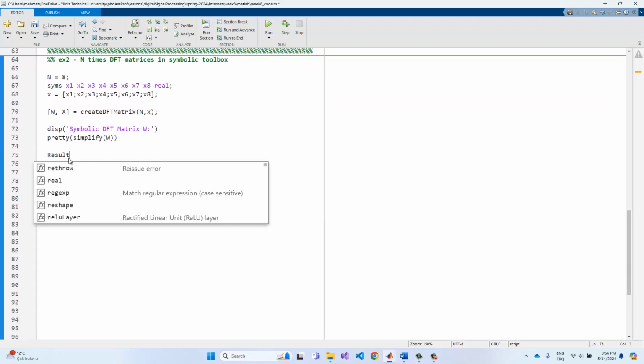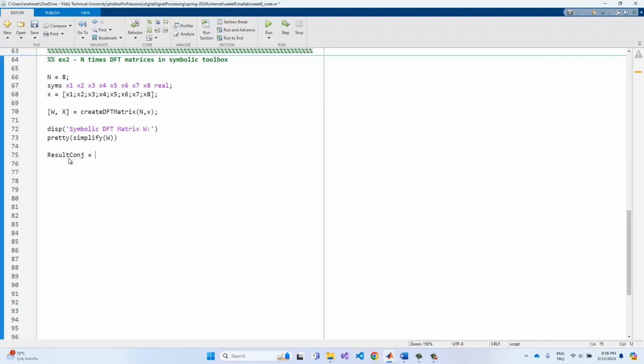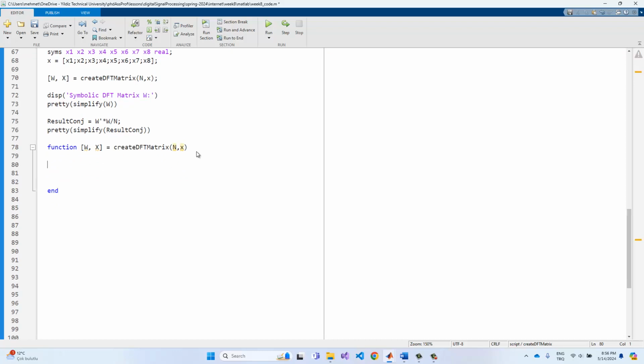the conjugate results. In order to get the conjugate values of this matrix, W transpose times W divided by N should be given in here, and pretty simplify the result conjugate. Okay, and so the function should be created in here. W and x can be written as create DFT matrix in terms of N and x. These are the function.